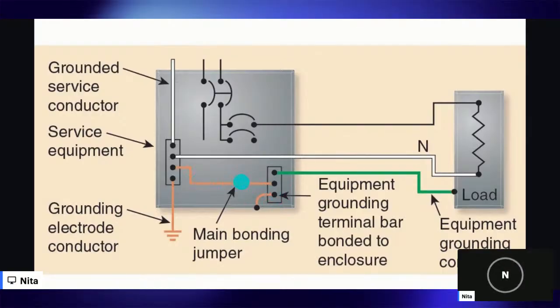We have a metal bonding jumper that connects our grounding bus bar to our neutral bus bar. That's still a path. Our neutral bus bar has our GEC, our grounding electrode conductor, or our thicker copper wire. That wire is connected to the ground rod or the grounding electrode outside. So we are able to send our excess current to the ground.